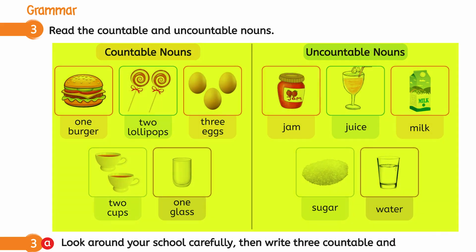And on the other hand, if we see jam, you cannot count the jam. Juice, milk, water, sugar, you cannot count them. Yes, you can measure them, but you cannot count them. So these are the uncountable nouns.